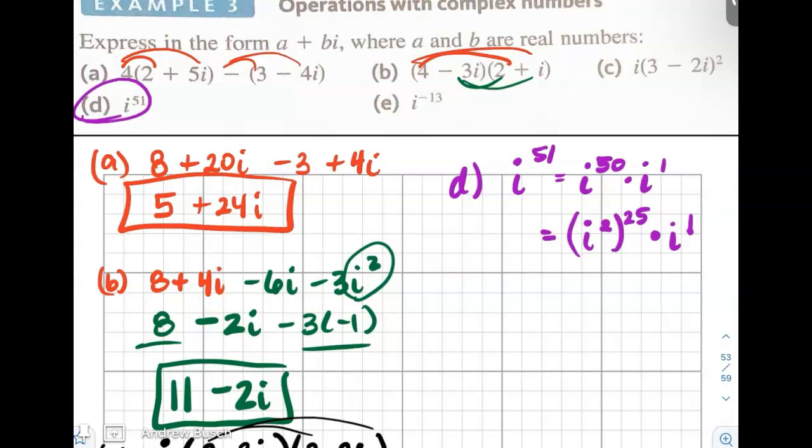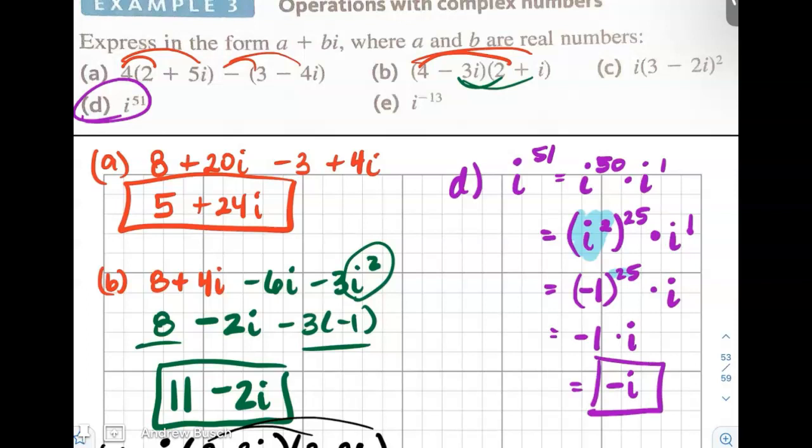And then remember, i squared is negative 1. So we can change this into negative 1 to the 25th power times i to the positive 1. And then any negative to an odd exponent is going to stay negative, and any negative to an even exponent is going to turn positive. In this case, it's an odd exponent. 25 is an odd number, which means it's going to keep it negative 1. Negative 1 times itself 25 times is still negative 1, times i gives us negative i.